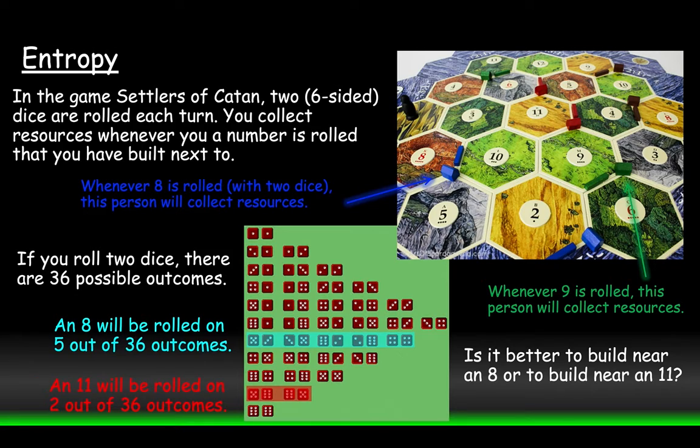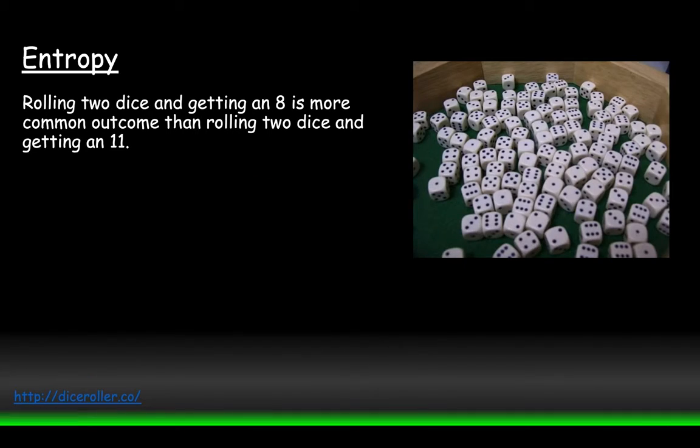Now, this is not a guarantee that an 8 will be rolled more. There is a possibility because we are rolling two dice. This is random chance. But we're improving our odds of collecting resources by building next to the 8 versus building next to the 11. So rolling two dice and getting an 8 is the more common outcome than rolling two dice and getting an 11.